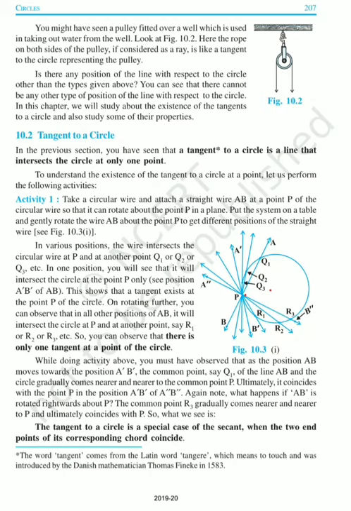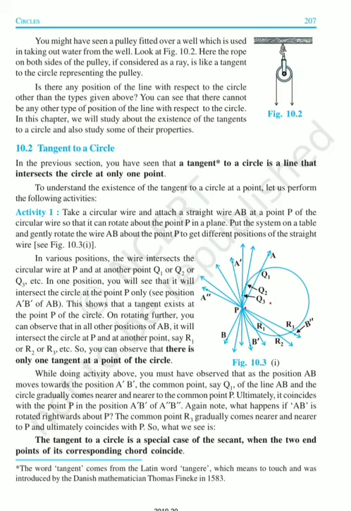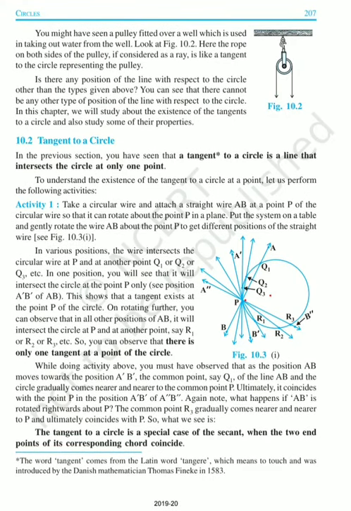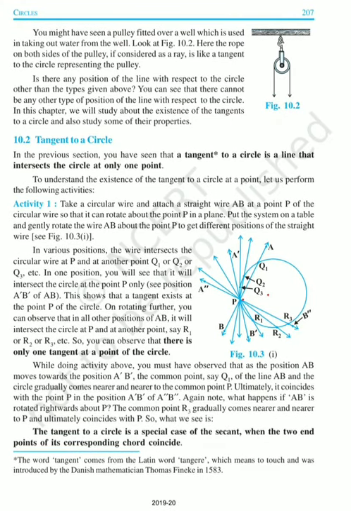Put the system on the table and gently rotate the wire AB about the point P to get different positions of the straight wire. See, in the figure they have shown here. In the various positions, the wire intersects the circular wire at P and at another point Q1, Q2, Q3, etc. In one position, you will see that it will intersect the circle at the point P only.